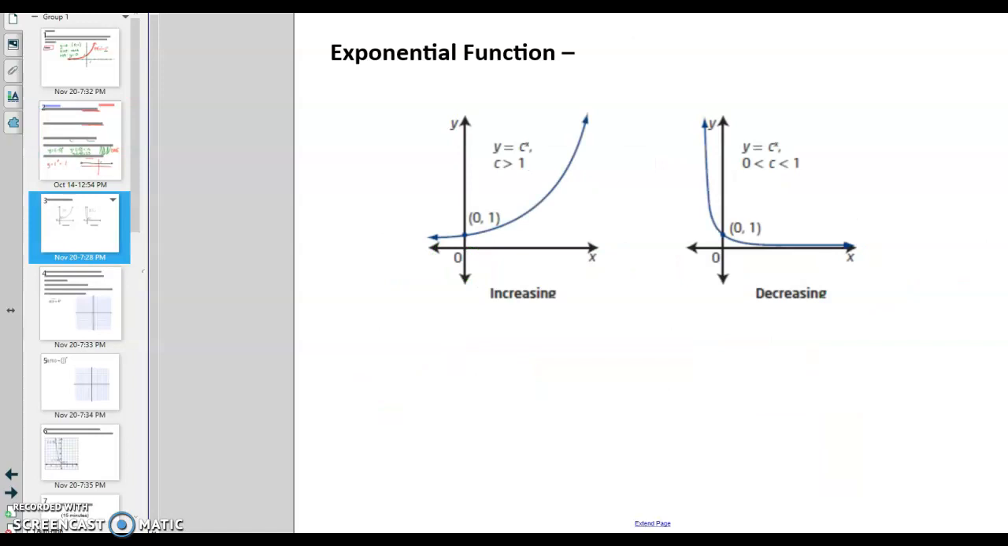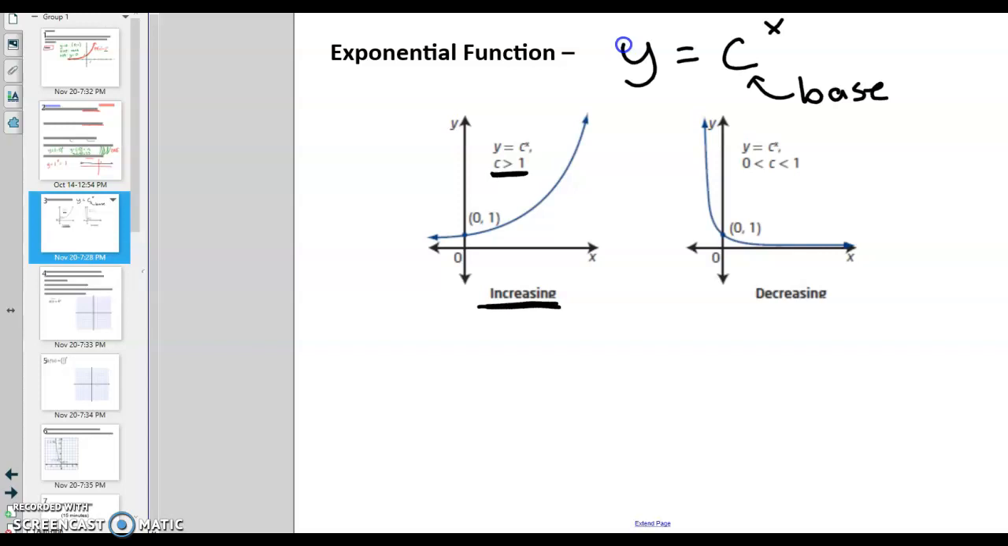Alright, so here's what you really need to know. You really need to know that an exponential function is something in the form of y equals c to the power of x. We use c so that we don't get confused with our a, b, h, and k. Okay, so c means we have a base.